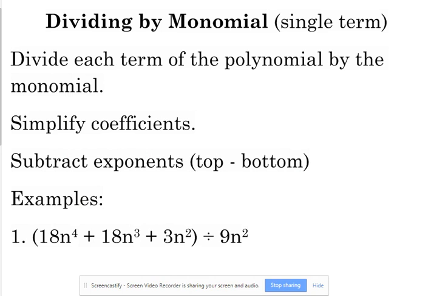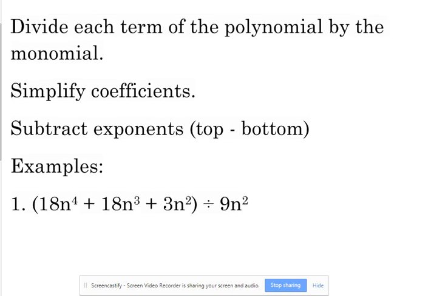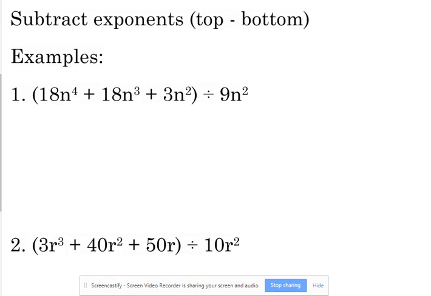Obviously, if we have a problem like this, we need to divide each term by the monomial. You simplify coefficients and you subtract exponents. You go top minus bottom. The exponent that's on the top, you subtract the exponent that's on the bottom. So if we are going to divide this polynomial by 9n squared, personally, I like to go through and just put each term over 9n squared. That way I make sure I don't miss anything. It's a lot easier for me to visually see what's going on.